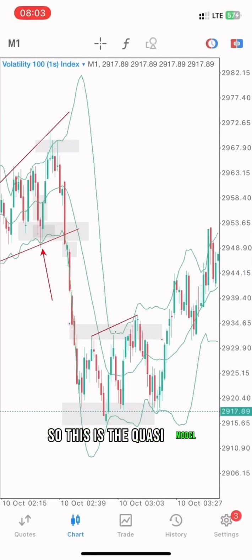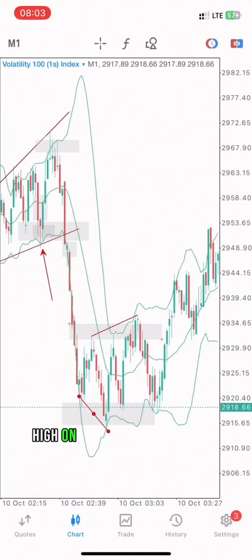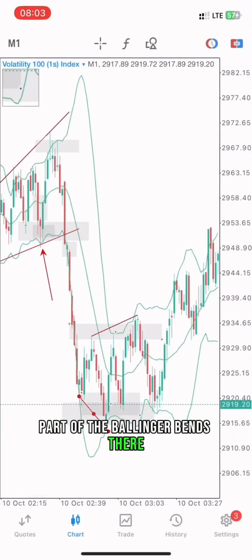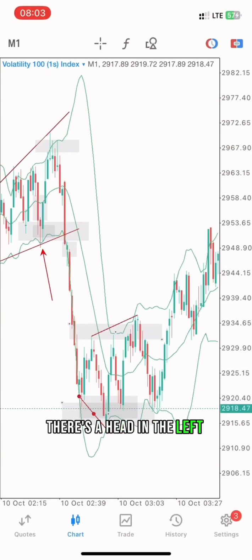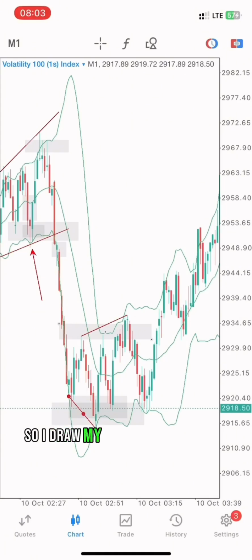So this is the Quasimodo, this is the lower low, and I've drawn my higher high on the top Bollinger Band and my lower low on the down part of the Bollinger Bands there. So which means when you expect a lower low, there's a head and the left shoulder, which means there's going to be a right shoulder. So I draw my left shoulder there, and then when the right shoulder comes, I then buy.